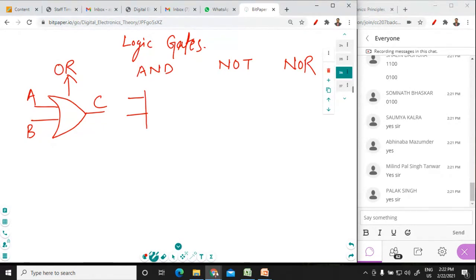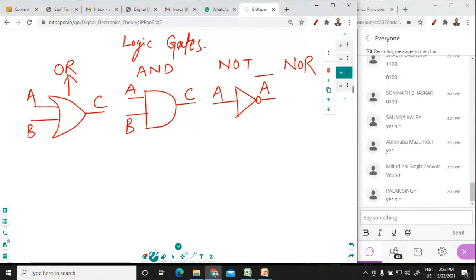Two inputs are there for the AND gate, and you can represent this AND gate like this. One input is A, second input is B, and third is C. Okay, what is the NOT gate? How can you represent it? This is the symbol for the NOT gate. It has the input A and it will give the output as the complement of it.